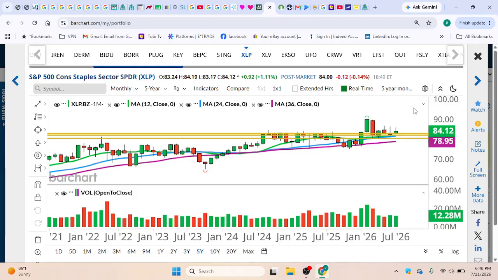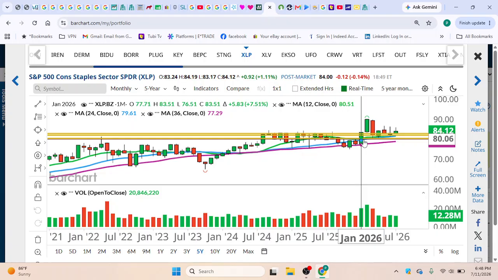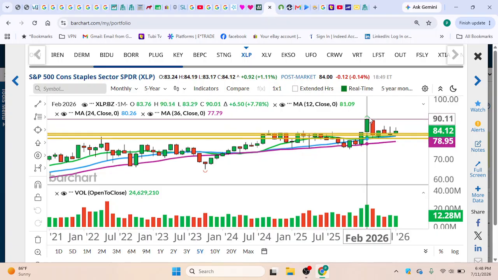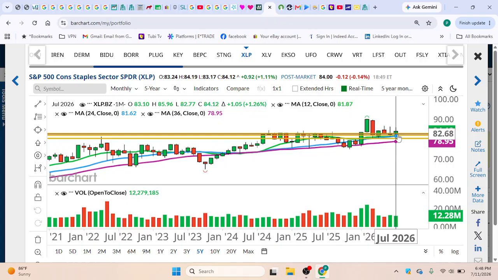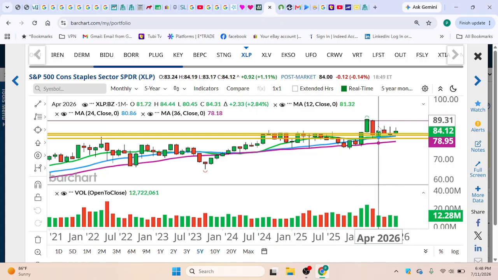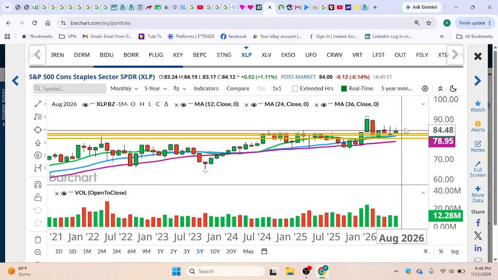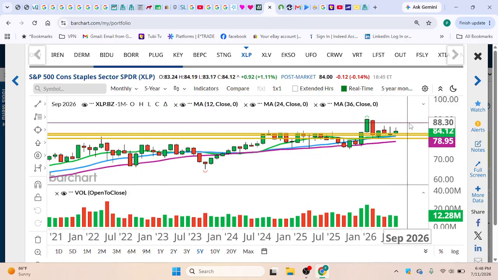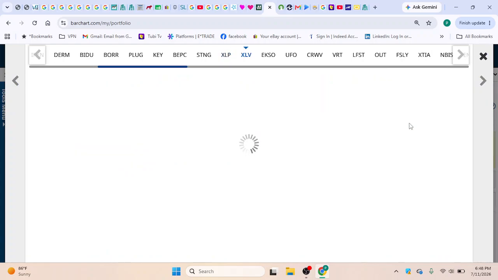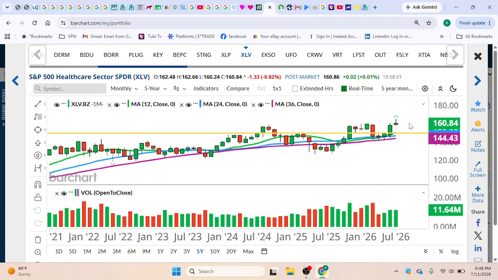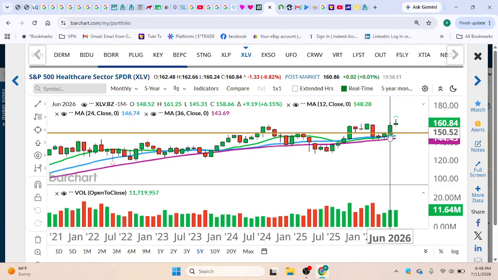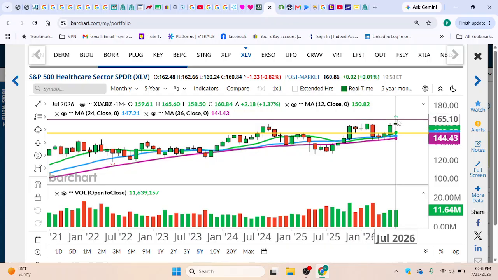XLP, the consumer staples sector, looked promising back in January, February of this year and just gave it all back. Just did not hold that area. And since then, it's been going sideways for the last 4 months. So maybe that will improve going forward. That would be a watch. Healthcare has broken out to new highs in June and July, which is why I am in Cardinal Health. And also biotechs have been doing pretty good too.